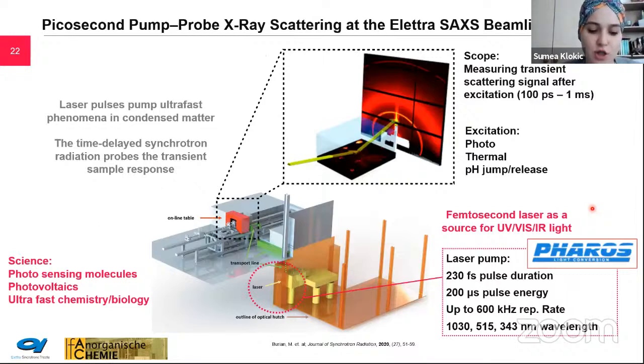And as we aim to elucidate the switching dynamics in the films, which will be assessed in the future, a method to do so is called pump probe. We at the SAXS beamline have such a setup, as shown here in the schematic representation, where the laser light is transferred directly to the beamline via this transport line, and it meets the sample positioned here on the online table. The idea is that the laser pulse pumps ultrafast phenomena, whilst the time-delayed synchrotron radiation probes the transient sample response. As a laser source, we use a femtosecond laser, which operates at UV, visible, and infrared light, and this opens a great field for various systems and applications.